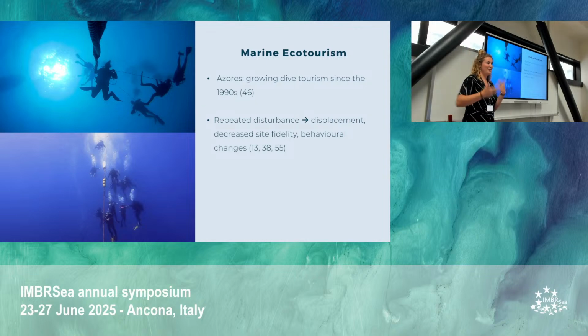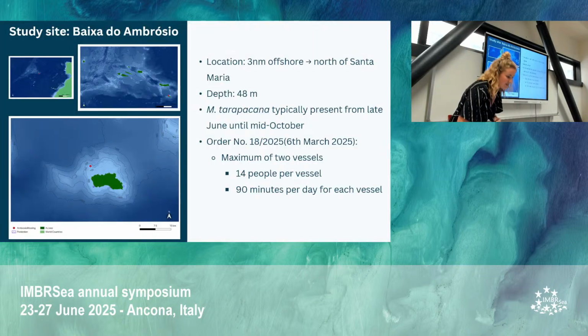So we wanted to look further into that, which is why we were looking at Baixo de Ambrosio Seamount in the Azores. It is located 3 nautical miles off the easternmost island of the archipelago, which is Santa Maria. The seamount rises to a depth of 48 meters. And just this year, an order has been released to restrict the number of vessels that can go there to 2 vessels that can carry a maximum of 14 people, and they are not allowed to anchor, they have to attach themselves to one of 2 mooring lines.